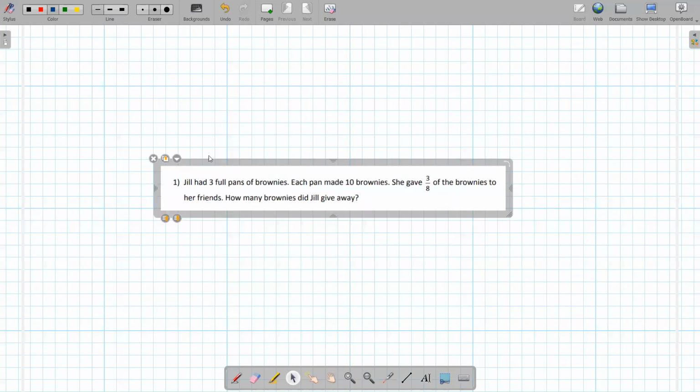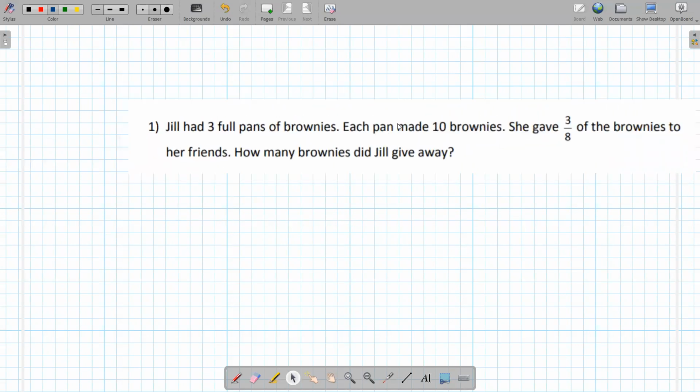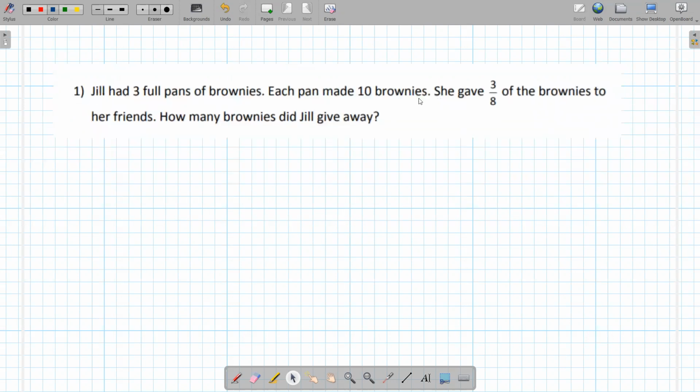Alrighty. Jill had 3 full pans of brownies. Each pan made 10 brownies. She gave 3/8 of the brownies to her friends. How many brownies did she give away? Well, if she had 3 full pans that were 10 each, she would have 30 brownies. Right.